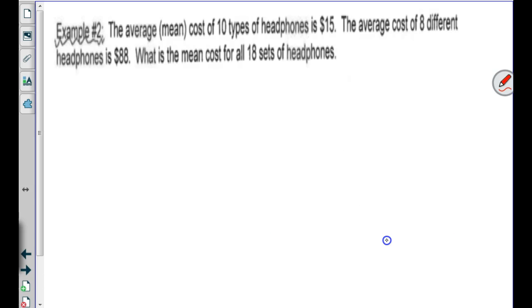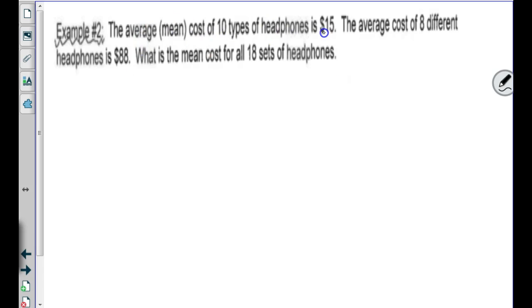All right. Then I have a couple quick questions about the mean or average. They love to put these on standardized tests. It says the mean, the average cost of 10 types of headphones was $15. Okay, so we have 10 different types. All we know is the average is $15. The average cost of 8 different headphones was $88. Can we figure out what the average would be for all 18 sets of headphones?